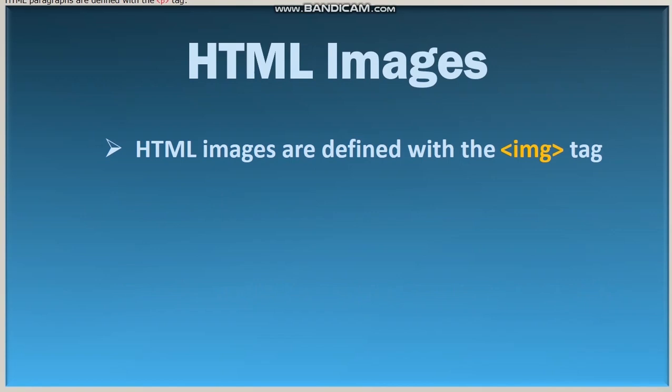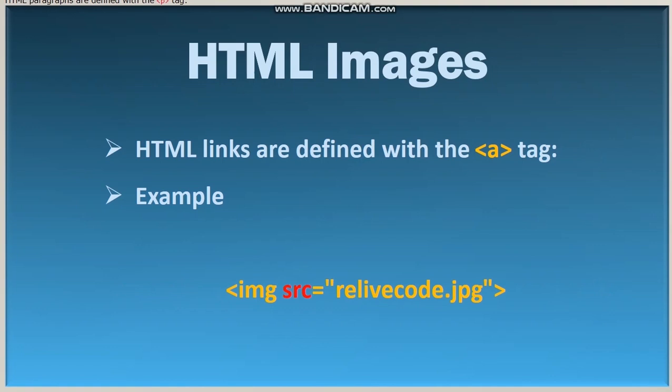HTML image. HTML images are defined with the IMG tag. Here is an example of the image tag. The source file src, alternative text alt, width and height are provided as attributes.